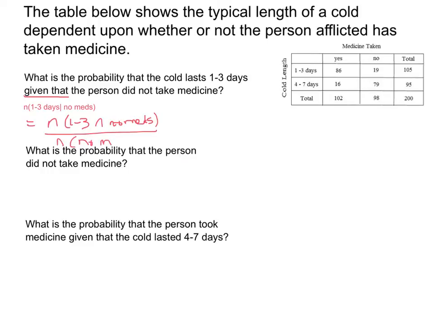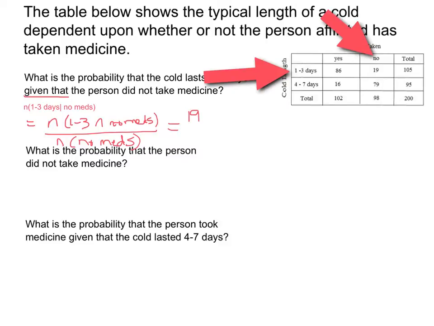So let's take a look at the chart and see if we can figure out what these particular numbers are. If we want to find the intersection, we're going to take a look at the column that is no meds, and we're going to intersect it with the row that is 1 to 3 days. And we see that it's just this number right here. This number 19 is the intersection of the no column with the 1 to 3 row. So that means that our numerator in this example is just 19.